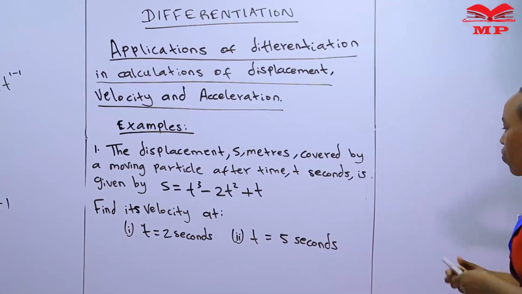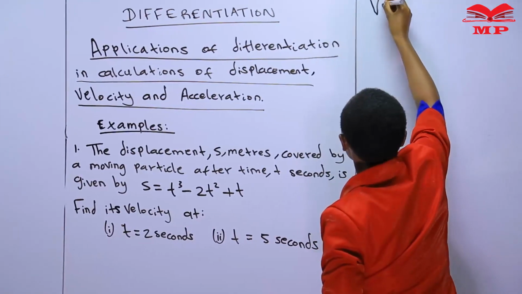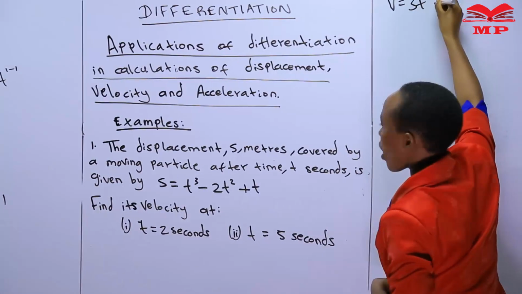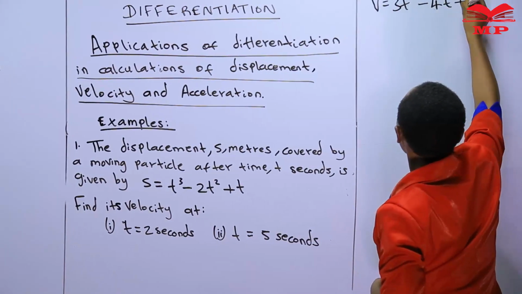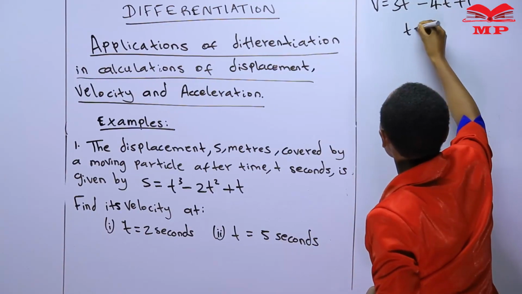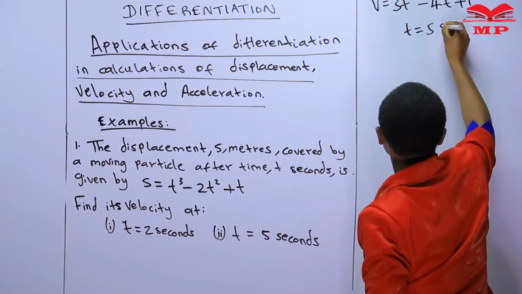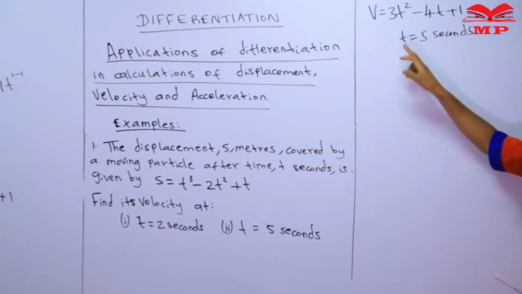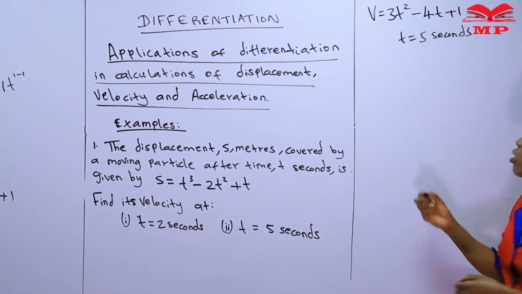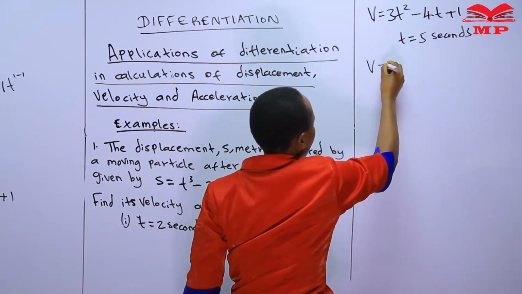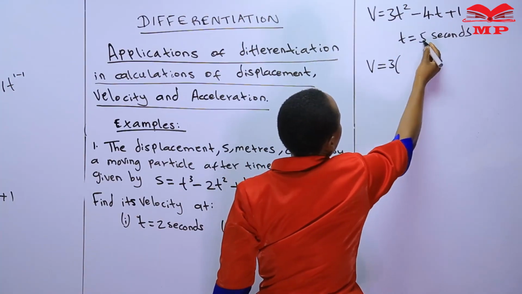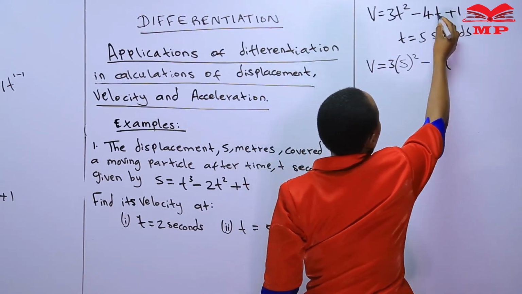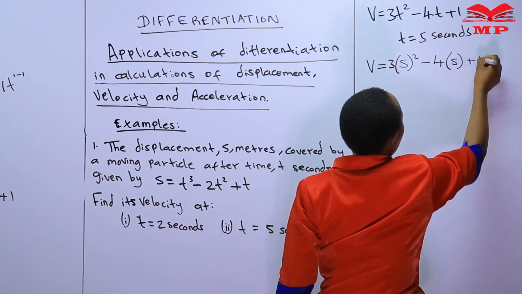Velocity when t is 5 seconds. So again, velocity is given by 3t squared minus 4t plus 1. In our case here, our t is equal to 5 seconds. So we substitute t with the value 5 seconds. Therefore v is equal to 3 times 5 squared minus 4 times 5, where the value of t is 5, then plus 1.